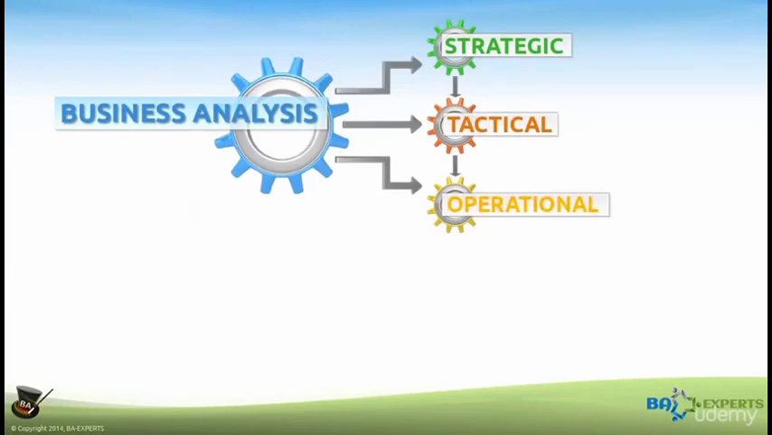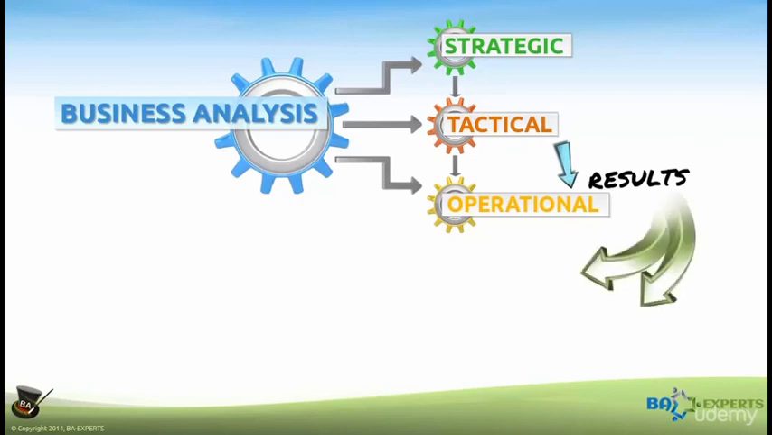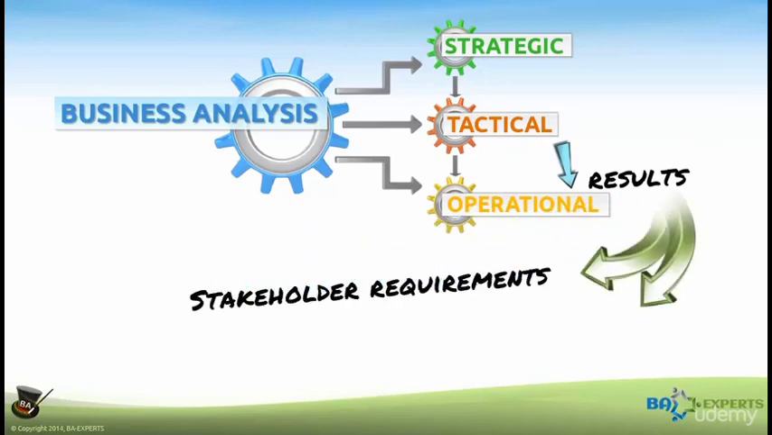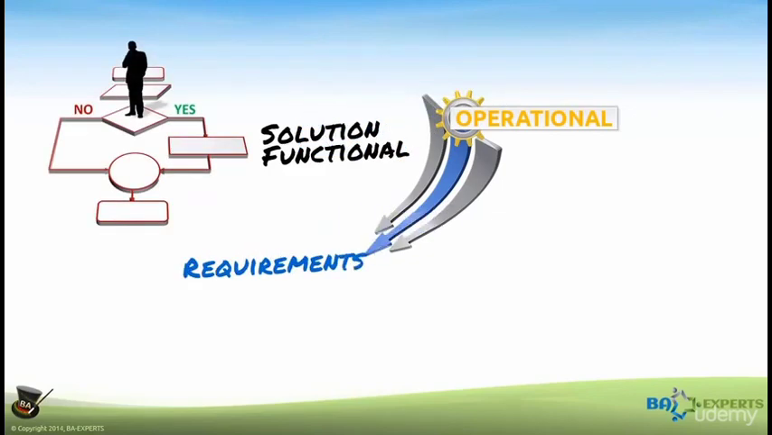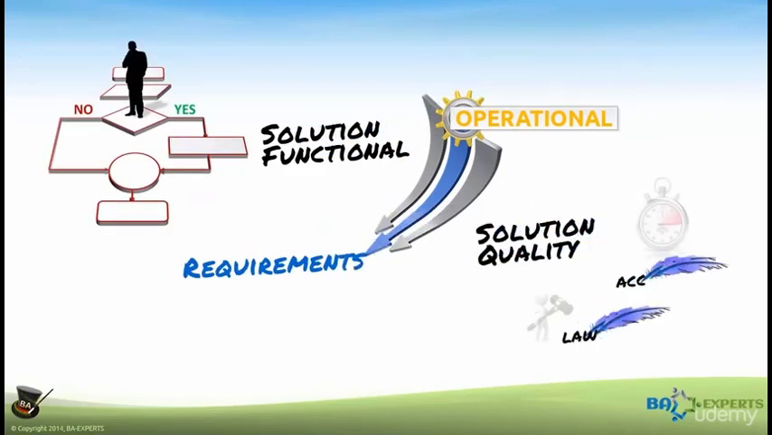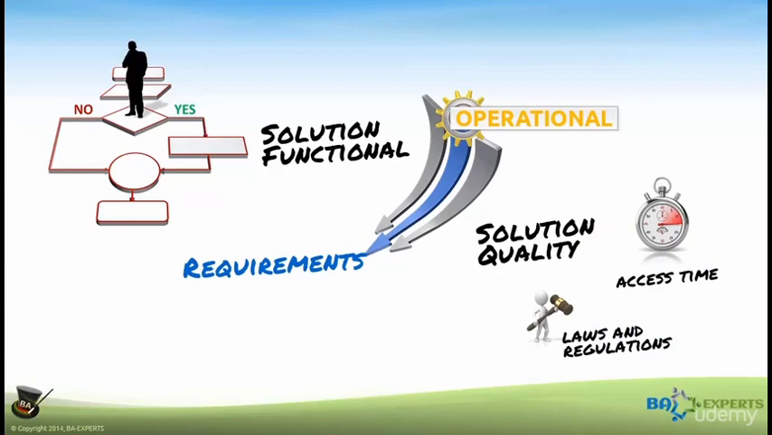Operational business analysis is the third level. Its input is the results of tactical business analysis, whether they were expressed as traditional stakeholder requirements or in the form of agile user stories. It creates solution functional requirements, SFR, and solution quality requirements, SQR. SQR are often referred to as "non-functional" requirements, a term that we recommend deprecating because it is misleading.